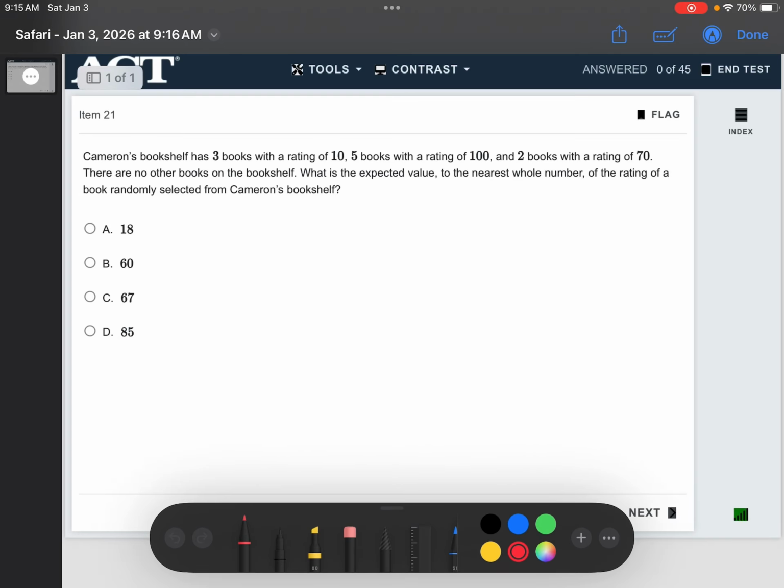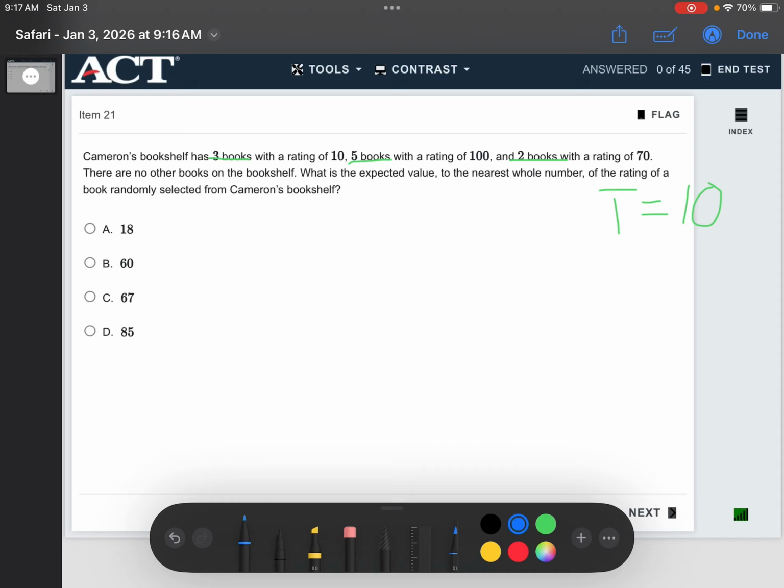So if we're going to calculate our expected value, we need the total first. Pretty easy to get the total, right? We have 3 books here, 5 books here, and 2 books here, so we have a total of 10 books. And then in order to calculate our expected value, we need to calculate the probability of selecting a book with a specific rating, and then we multiply it by that rating, which sounds like a lot, but let me break down mathematically what we need to do.